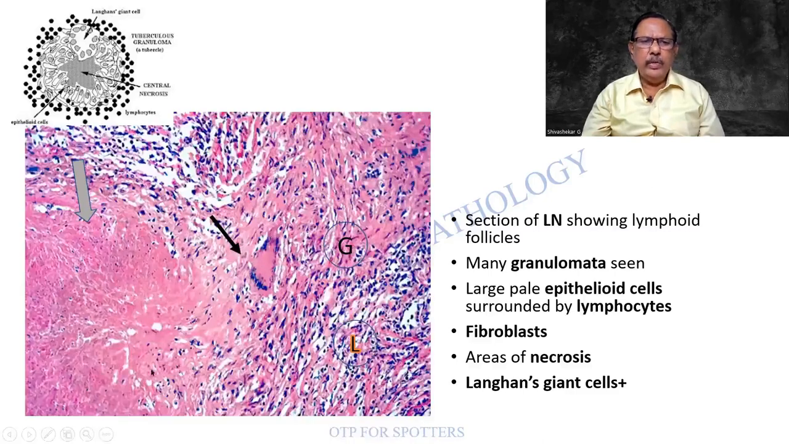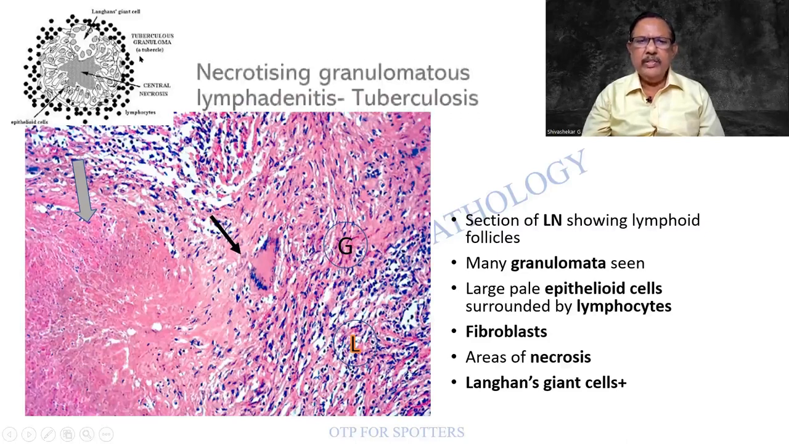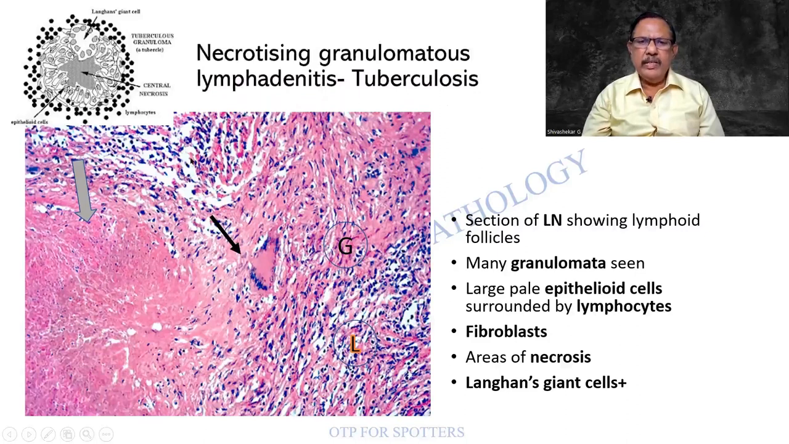Look at the area of necrosis. This kind of a picture will be focused for you in the exam. And this is just a line sketch of it. The diagnosis is necrotizing granulomatous lymphadenitis, tuberculosis.